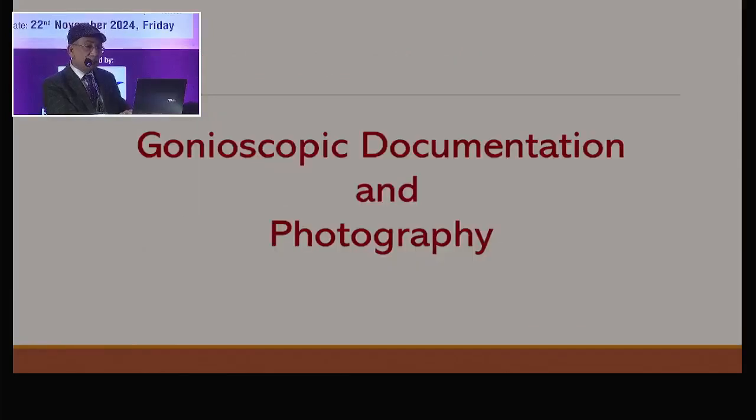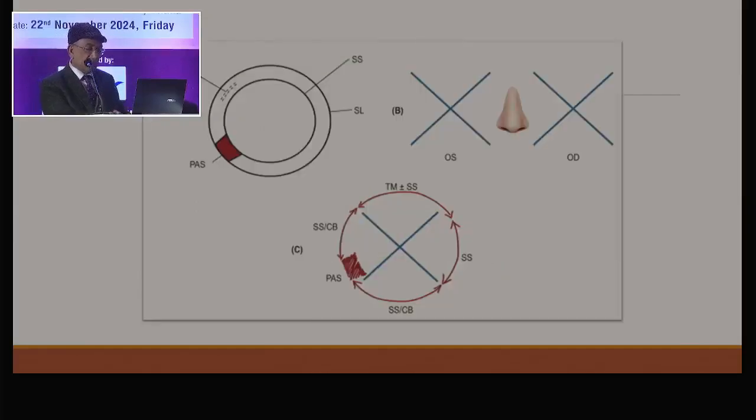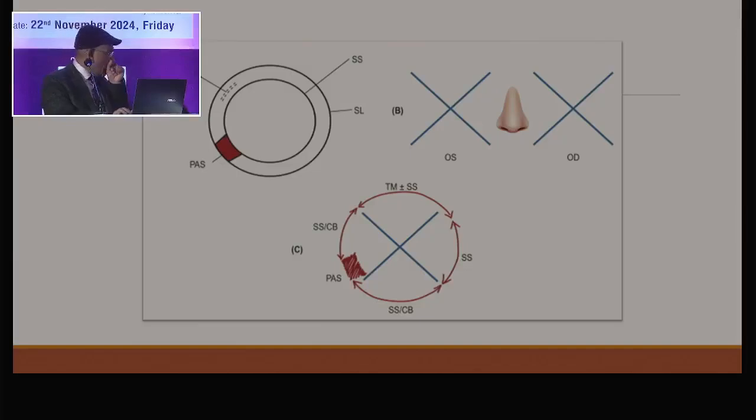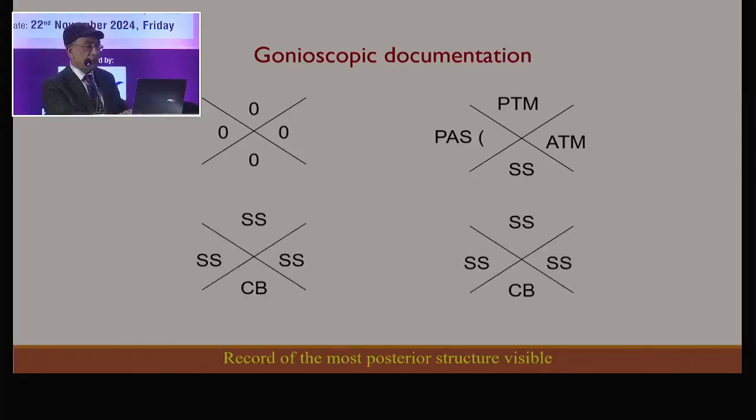Now, it is very important to write the documentation, what kind of angle it is. It was mainly used for research purposes, but clinically we use it too. This is the inner part, this is the Schwalbe's line, outer shows the Schwalbe's line, and inside you can see the trabecular meshwork. Simply you can write like this in 2 lines: the angle is 0 in all quadrants, or it is PTM, ATM, or SS. Whatever you find in each quadrant, you must write here like this. So it's very easy, you can do it.